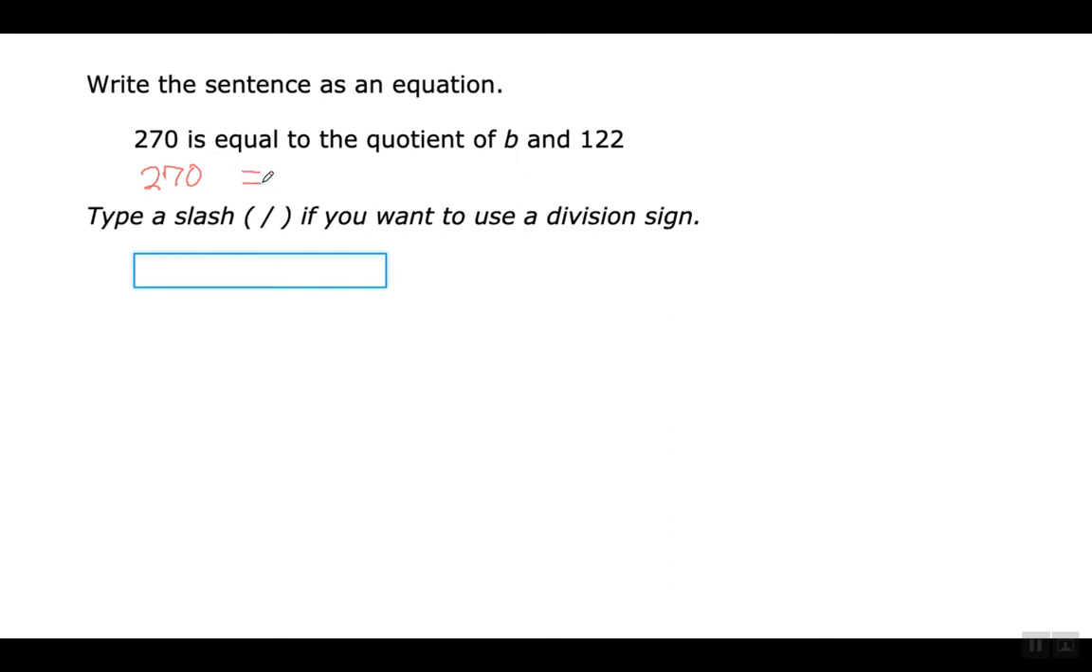270 is equal to, 270 es igual a, is equal to, es igual a the quotient, el cociente, that means divide. Eso quiere decir dividir, of B and 122. You got to put it in that order. Se tiene que poner en esa orden. When you're dividing, the order matters. Just like when you're subtracting, the order matters. Cuando están dividiendo o restando, la orden es muy importante. So there's my answer. I'm not going to write it again. Ahí está la respuesta.